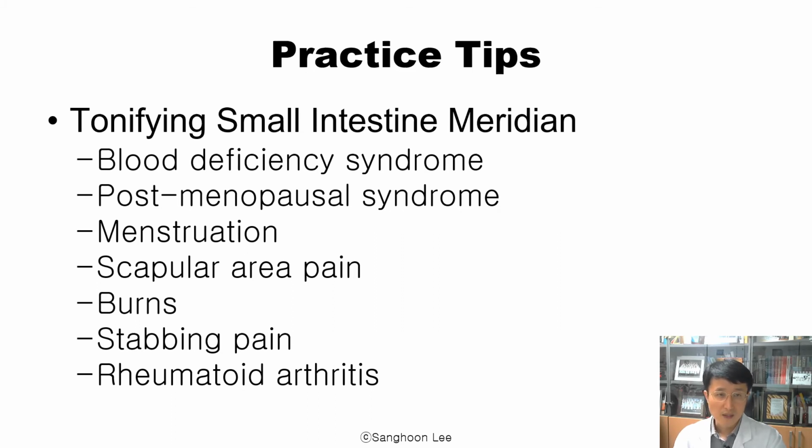So it can be helpful to use for blood deficiency syndrome and postmenopausal syndrome, menstruation, and it passes through our scapular area, so it can be helpful to improve scapular area pain. And for its cooling effect, it can be applied for burns. And also blood stagnation syndrome, stabbing pain, or rheumatoid arthritis. For rheumatoid arthritis, the tonifying small intestine meridian formula can be applied.